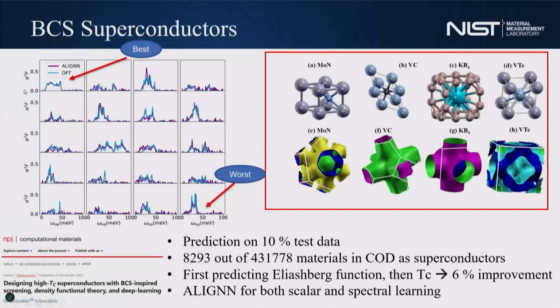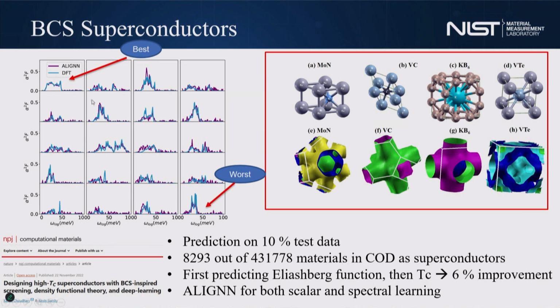And one of the ways to represent this electron-phonon coupling is called the Eliashberg function, alpha square F. Okay, so it's like phonon density of states, but it has electron description as well in a way. So we generated a material dataset in this paper, designing high Tc superconductors, and then we again did a 90-10 split and so on, and predicted the Eliashberg function as a multi-valued property.